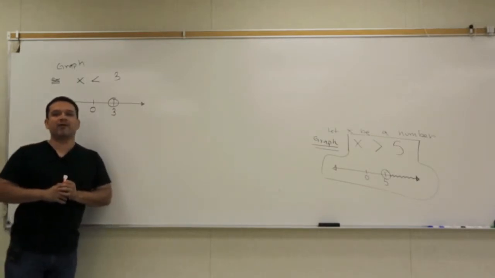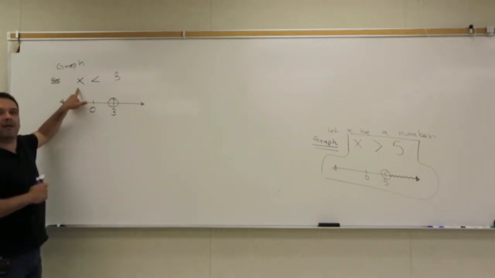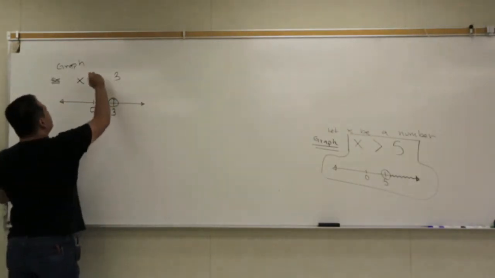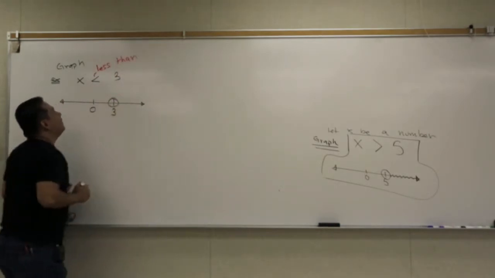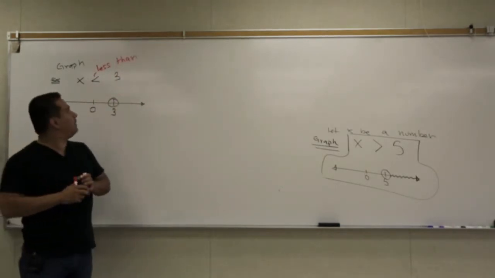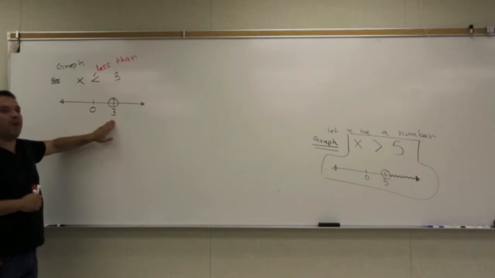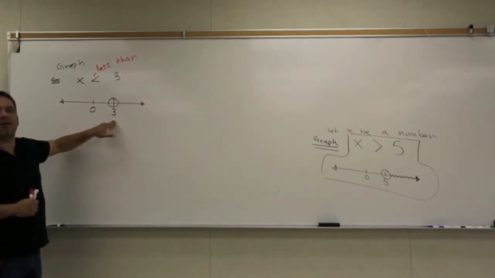What kind of numbers are we describing? Numbers less than 3. This is your less than symbol. Numbers that are less than are what? What do you guys think? Numbers less than? What kind of numbers are we talking about? Less than. Those are numbers that are smaller than. Good. What numbers are smaller than 3? Numbers that live to the right of 3 or to the left of 3?